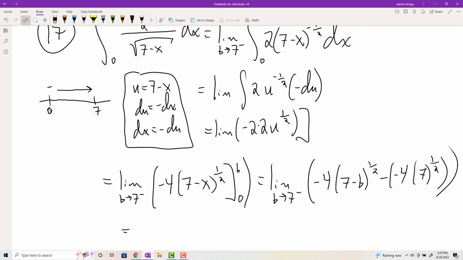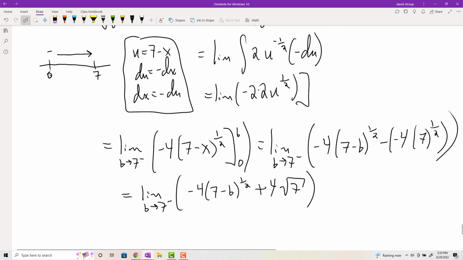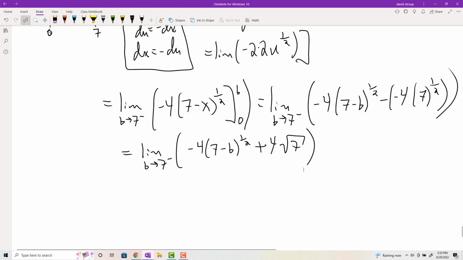All right, maybe clean it up a little. I got carried away with the parentheses. So this is negative 4 times 7 minus b to the 1/2 plus 4 times 7 to the 1/2. Let's just write root 7, shall we? Okay, so if you substitute in 7, that first term will just be 0. So you'll just end up with 4 root 7. And that's convergent then, and that's your answer.